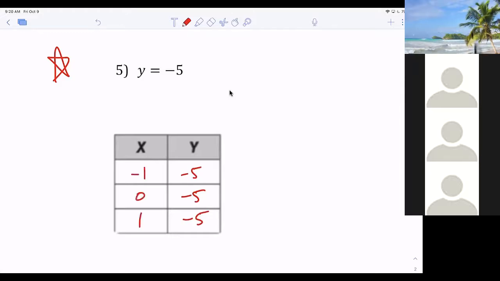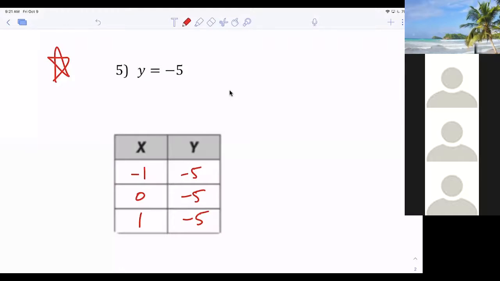But again, we're going to do -1, 0, 1. And then when you plot those points, you should notice, wow, that's cool. That is a horizontal line. And if you want to confirm that, you go to your calculator and you type in Y equals -5. It allows you to draw a horizontal line. All right, so Y equals -5 is a horizontal line.